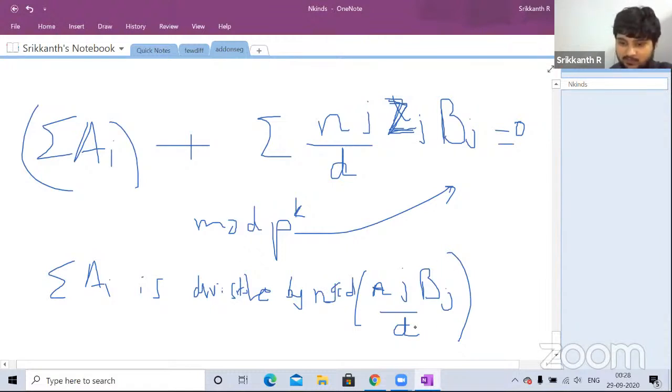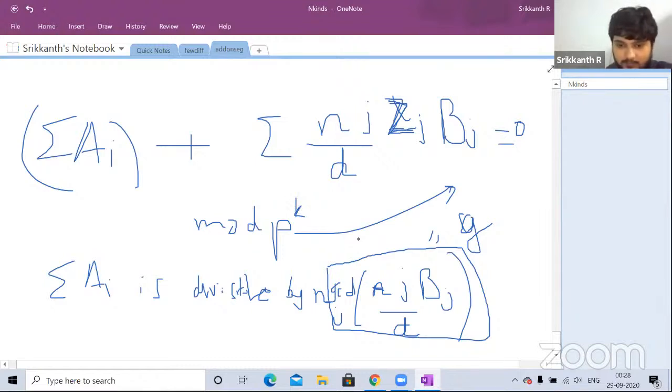I should actually add a substitute here. D is the GCD of n comma j. So d depends on j here. But yeah, let's call this GCD overall j, this magic number, to be g from here on. So yeah, sigma ai must be divisible by n into g. So that's one fact, and unfortunately that is not enough.